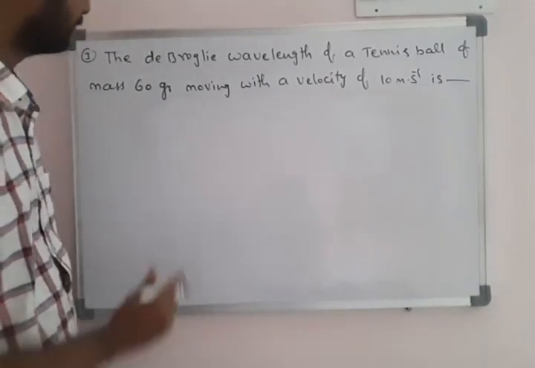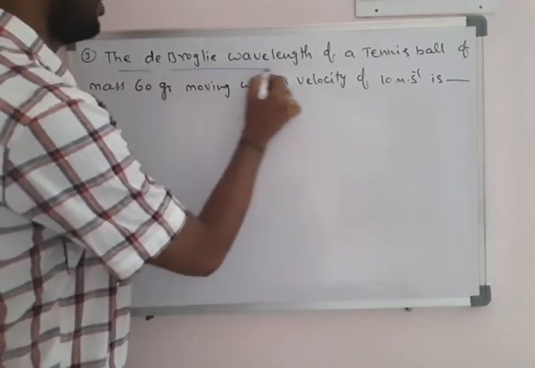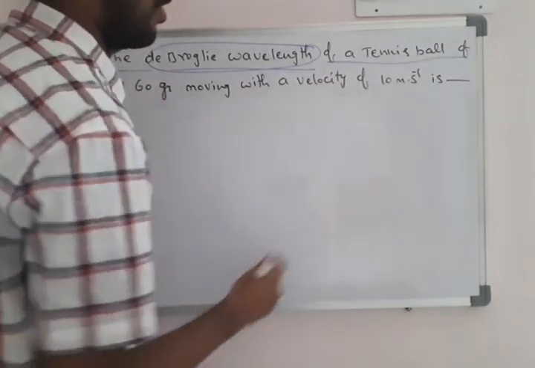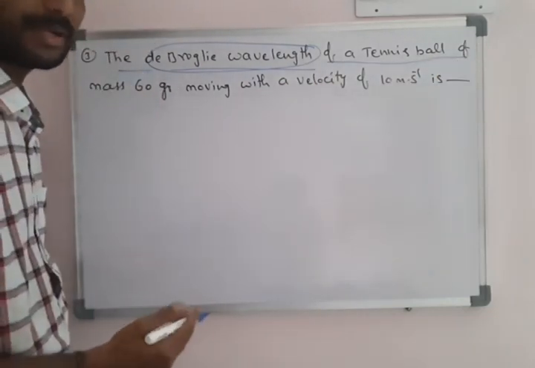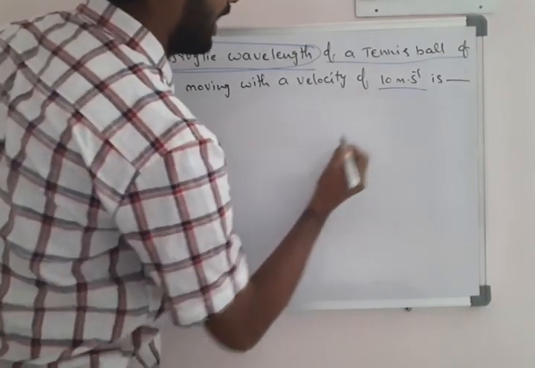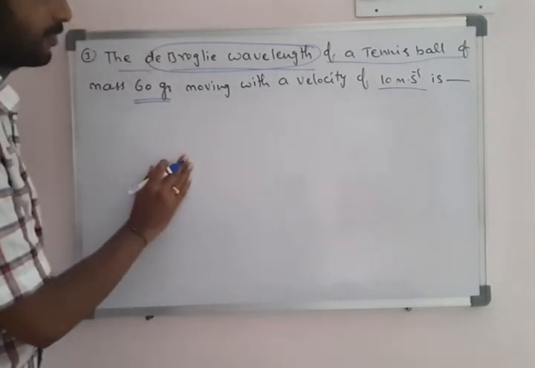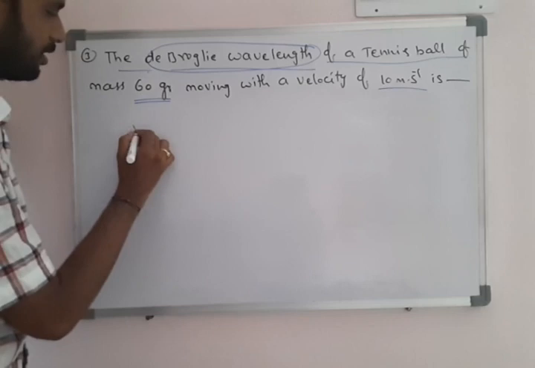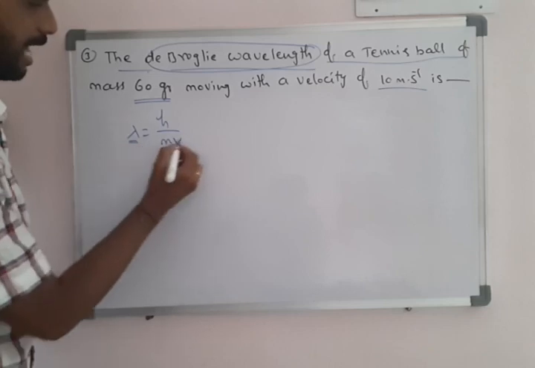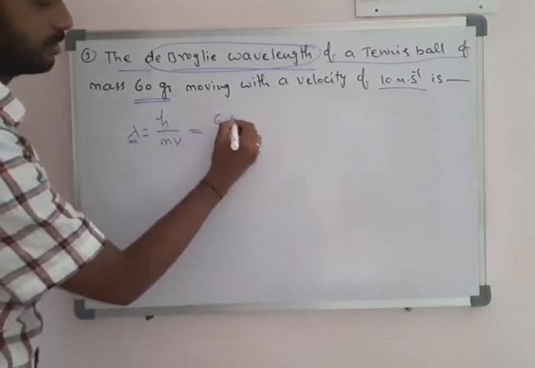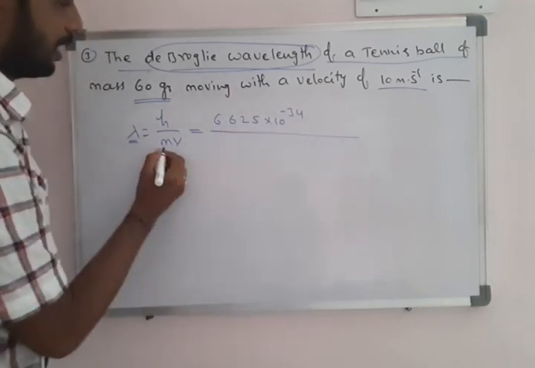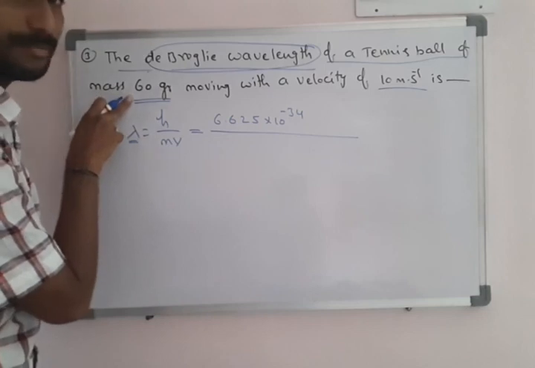Okay, see the next one. We need to find the de Broglie wavelength of a tennis ball, a macroscopic particle with mass 60 grams moving with a velocity of 10 meters per second. For the de Broglie wavelength, we know that lambda is equal to h by mv. We need to find this lambda. What is h?